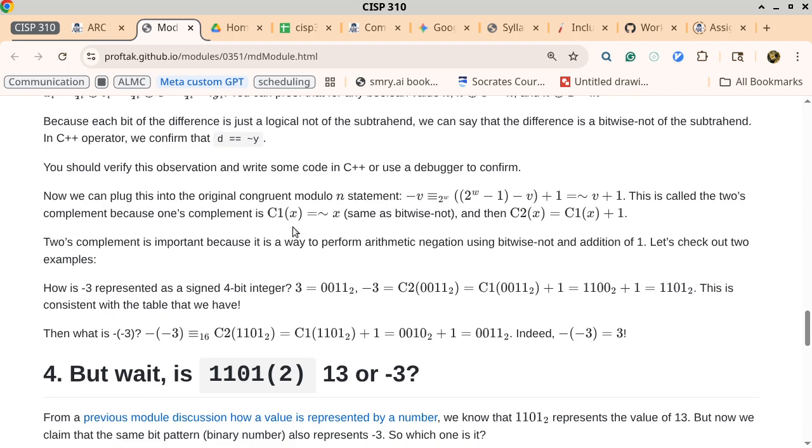The definition here is that one's complement is also the same thing as bitwise not. Basically two names to represent the same operation. Bitwise not is taking each bit position and flipping zeros and ones. That's called bitwise not, which is what the tilde symbol is representing. It's also known as one's complement, and that's what the C1 is representing. It's just a name. Two's complement, C2, is defined to be the one's complement of a bit pattern X, and just add one to it. That's all.